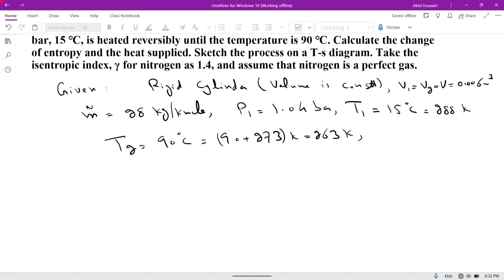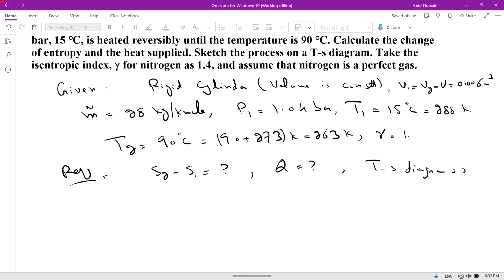Calculate the change of entropy, S2 minus S1, the heat supplied, and draw the process on a TS diagram. Gamma for nitrogen is 1.4. The assumption is that nitrogen is a perfect gas, which means that we will use the perfect gas equation.